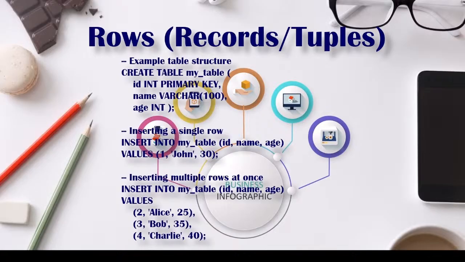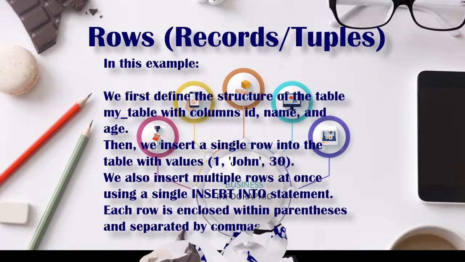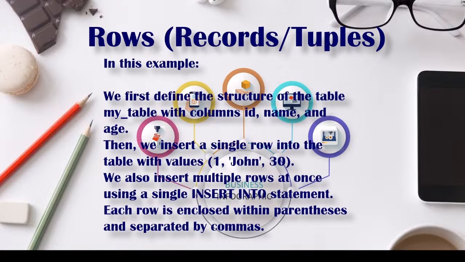Multiple rows at once into my table: ID, name, age, values 2, Alice, 25; 3, Bob, 35; 4, Charlie, 40. In this example, the structure of the table has 3 columns: ID, name, and age. Insert a single row into the table with values 1, John, 30. We can also insert multiple rows at once using a single insert into statement. Each row is enclosed within parentheses and separated by commas.